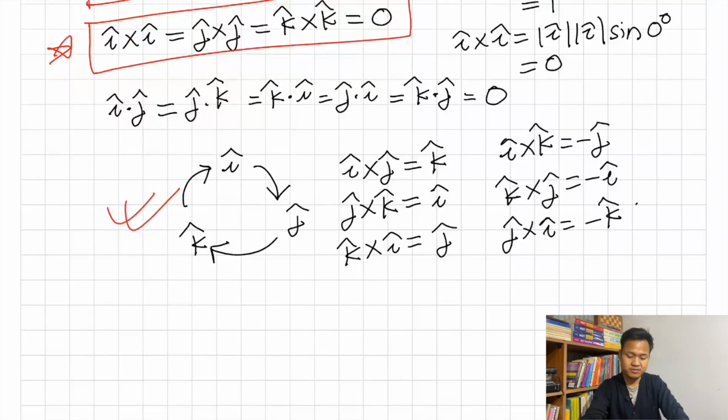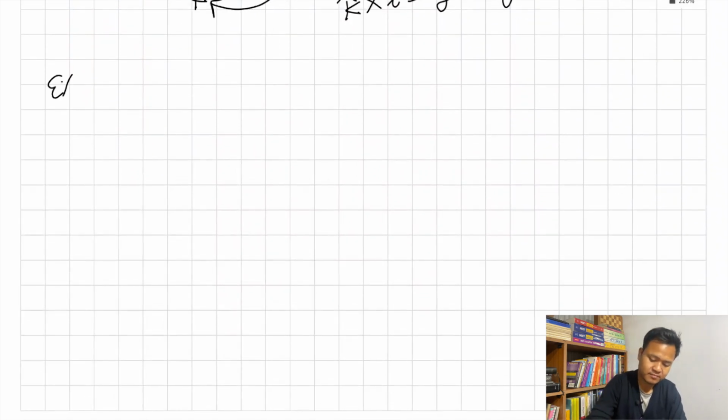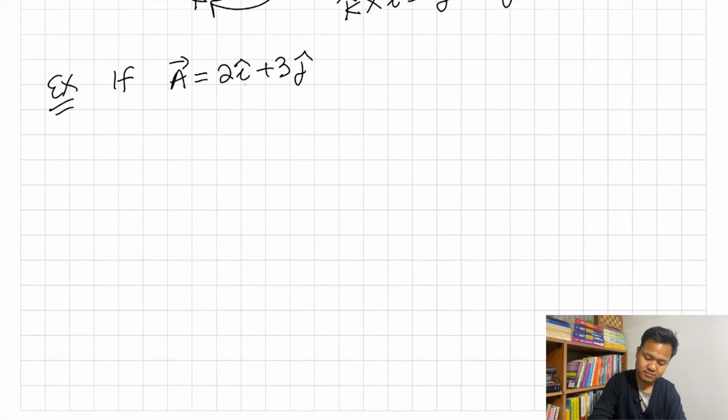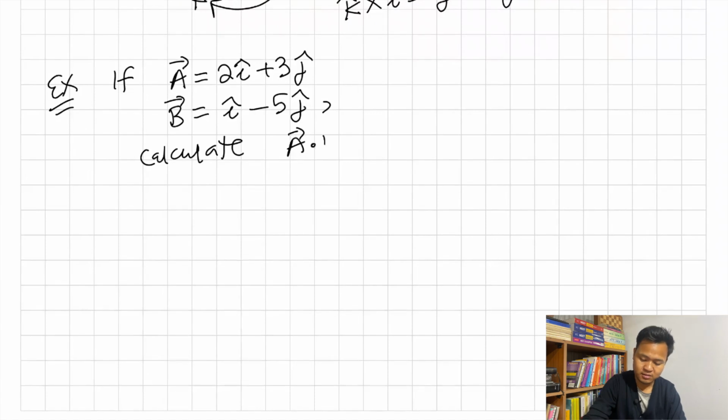So let's apply these things. For example, let's say a is equal to 2i cap plus 3j cap, and b is equal to i cap minus 5j cap. Then calculate a dot b and a cross b.